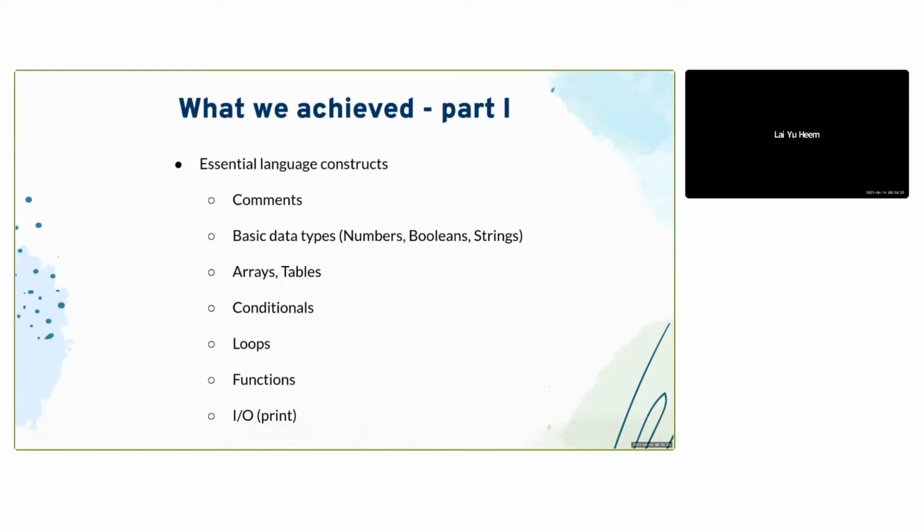Now here's a rough outline of what we've managed to achieve so far. So basic things like comments and essential language constructs such as basic data types like numbers, booleans, and strings, arrays and tables, conditionals, loops, functions, as well as printing output to the console have been implemented already.